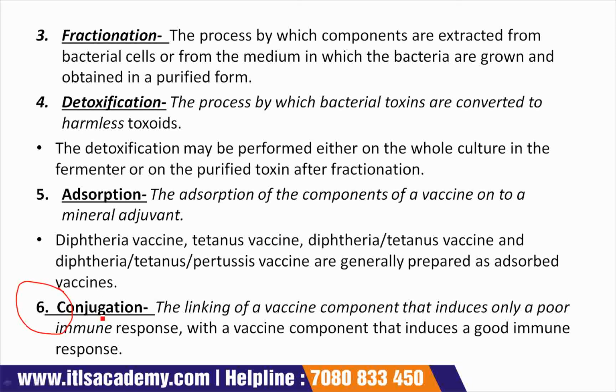Next one is conjugation. The linking of a vaccine component that induces only a poor immune response with a vaccine component that induces a good immune response. The immunogenicity for infants of the capsular polysaccharides of Haemophilus.